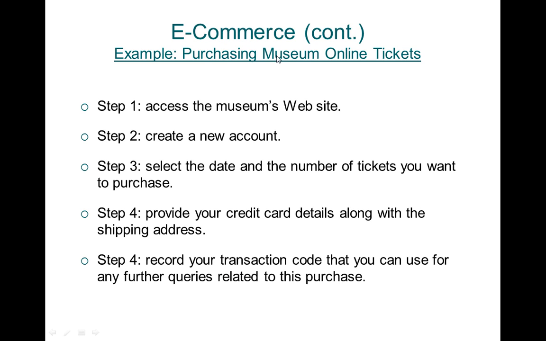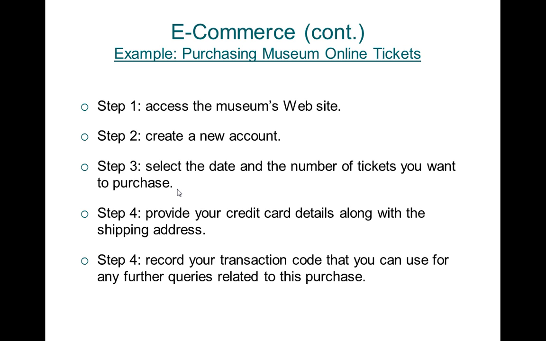How to use e-commerce? This is the example. First step is access the museum website. First of all, go to the museum's website. Step 2 is creating a new account. Step 3 says select the date and the number of tickets that you want to purchase. Means first of all, select the date on which you want to purchase the ticket and the number of tickets, means how many tickets you want for purchasing. So first one is accessing the website, create a new account, select the date and the number of tickets.